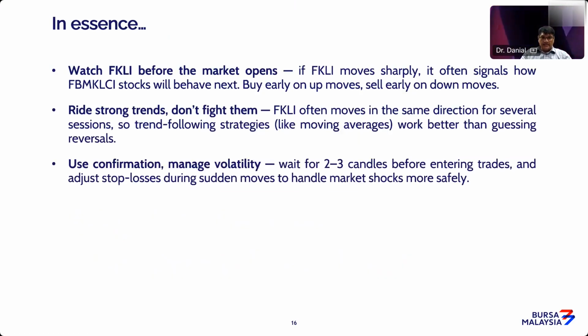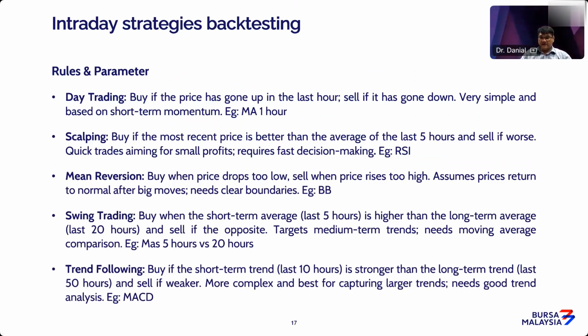Okay. So in essence, number 1, watch FKLI before the market opens. If FKLI moves sharply, it gives us an indication of how FBM KLCI stocks will behave next. Number 2, strong trends, don't fight them. Sometimes, the strategy of hope is not really useful when we try to apply it in the futures market. Number 3, always use confirmation to manage your volatility. Wait for the 2-3 candles. 2-3 candles means on the hourly chart, right?